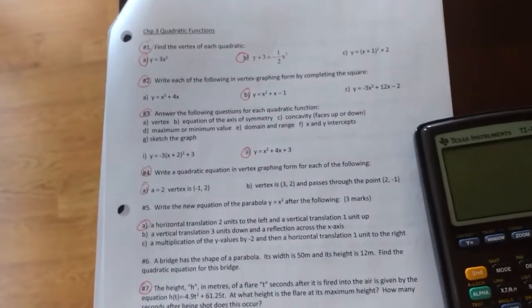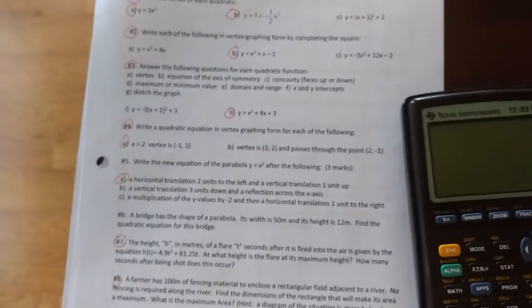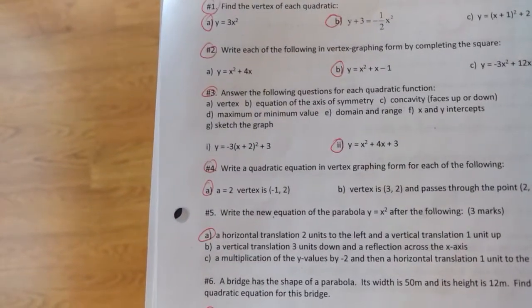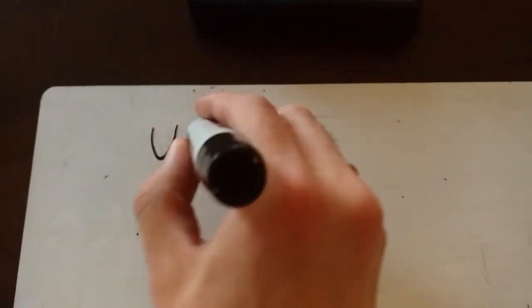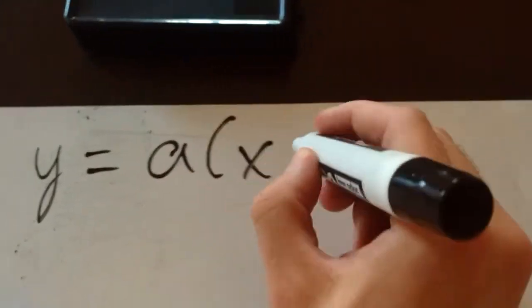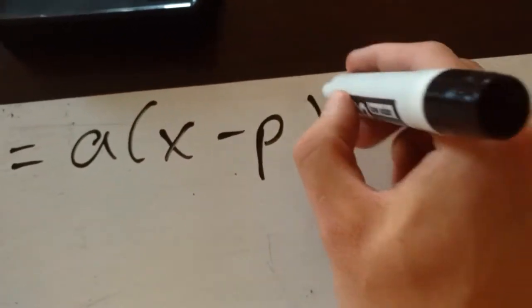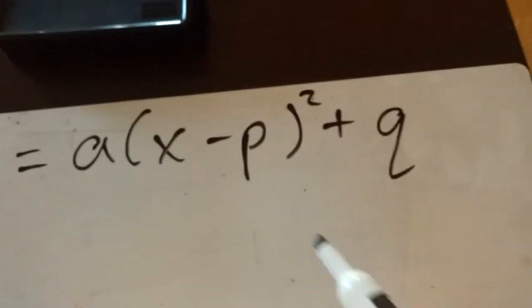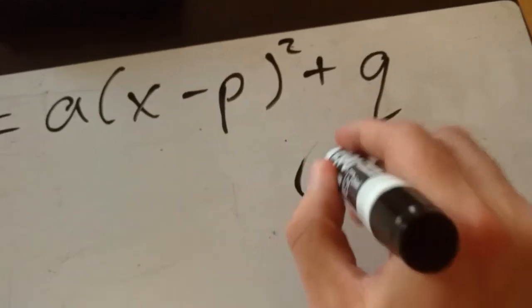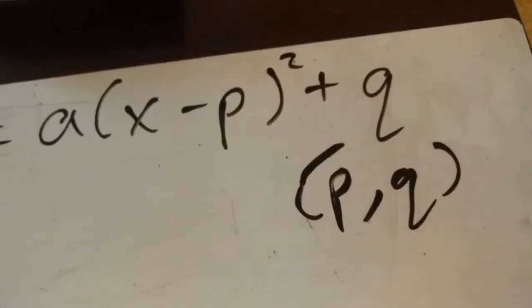Okay, so question number 4: write a quadratic equation in vertex graphing form for each of the following. We'll just do part A. It gives you the a value and it tells you what the vertex is. Remember, vertex graphing form is y equals a times (x minus p) squared plus q, where p and q are the coordinates of your vertex.